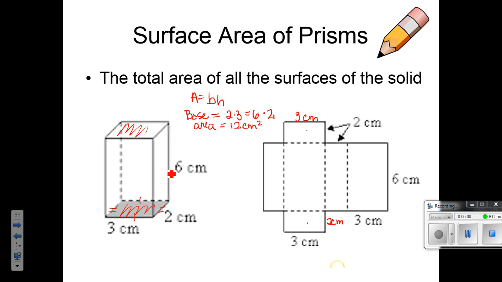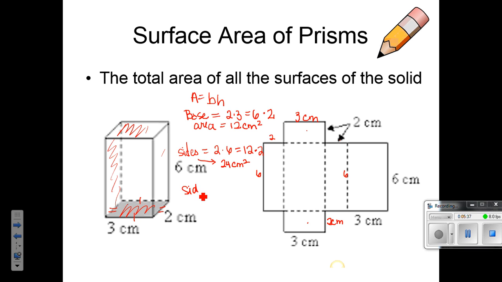Okay, now let's find all the lateral sides. Now, if you look at this, not all lateral sides are going to be the same. This is going to be a 2 by 6, and over here is going to be a 2 by 6. So this is going to be a 2 by 6, and this one is a 2 by 6. So those rectangle sides, two of the sides are going to be 2 times 6, which is 12, and there's two of them, so two of the sides are going to be 24 centimeters squared.